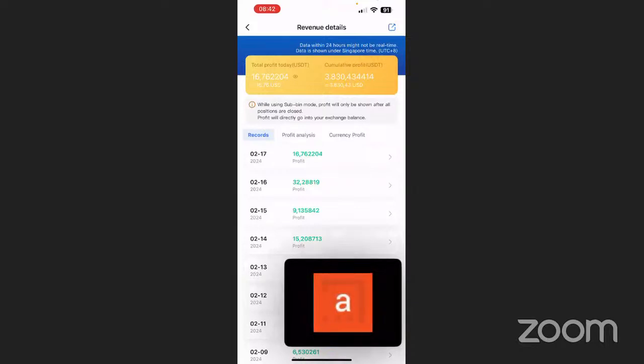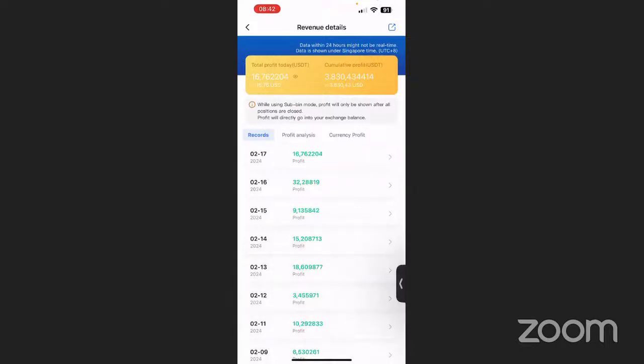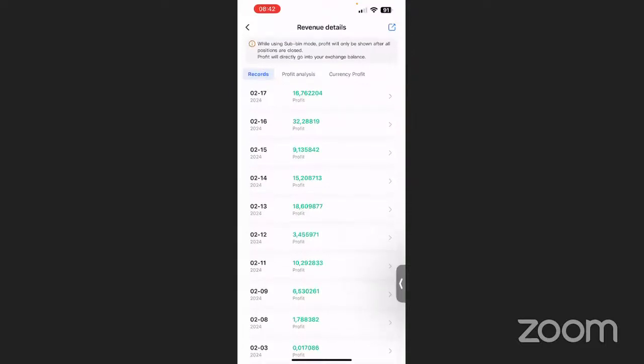So this information is right here that profit will directly go into your exchange balance. So you have nothing to be afraid of or worried about. But it's always good to ask so you know. Now, records actually show the month first, followed by the day, then the year. So you can see this is not a gambling opportunity.